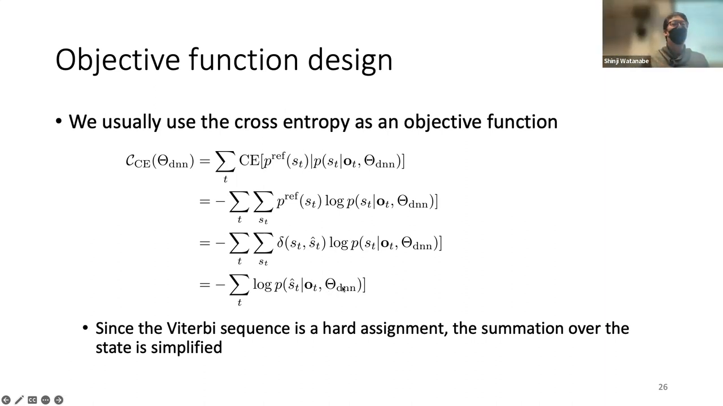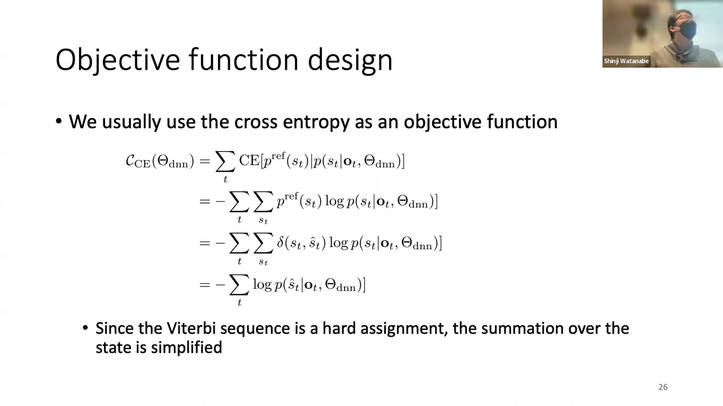Of course, we can make it a bit more complicated. For example, instead of using BTAB, maybe we can use the forward-backward algorithm, and then make this part a soft alignment, and then use it as a target and so on. But practically, this way is actually quite reasonable if you're using a very good model to get the BTAB algorithm. So many people actually use this way to train this neural network.